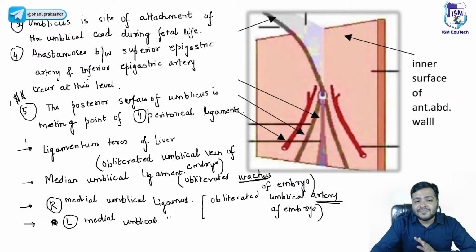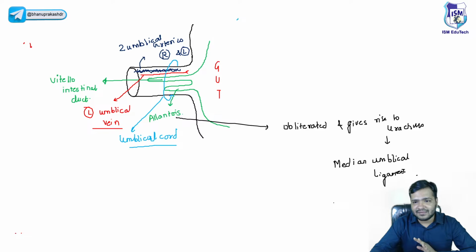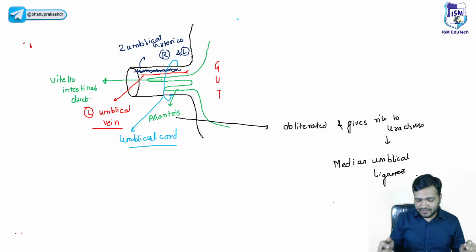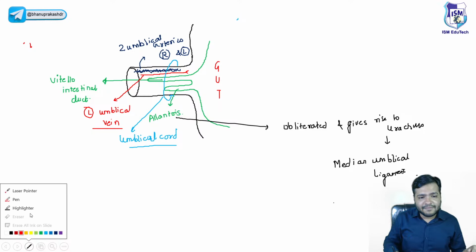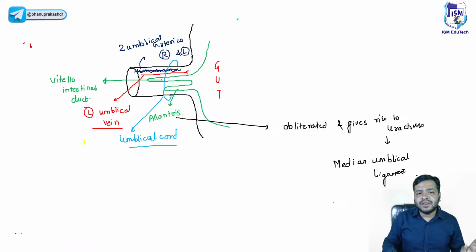So I was on the fifth point and I was drawing a diagram, guys. I just showed you the contents of the umbilical cord. You are very well aware that we have the left umbilical vein, and the two twisted umbilical arteries, the right and the left umbilical artery. Apart from that, we have the vitello-intestinal duct and the allantois part of the hindgut.